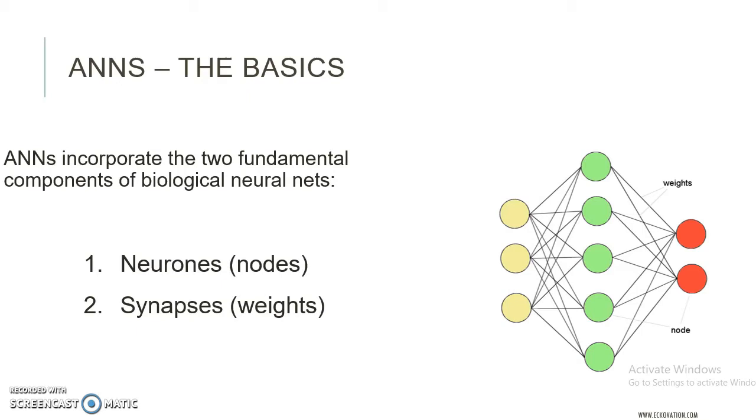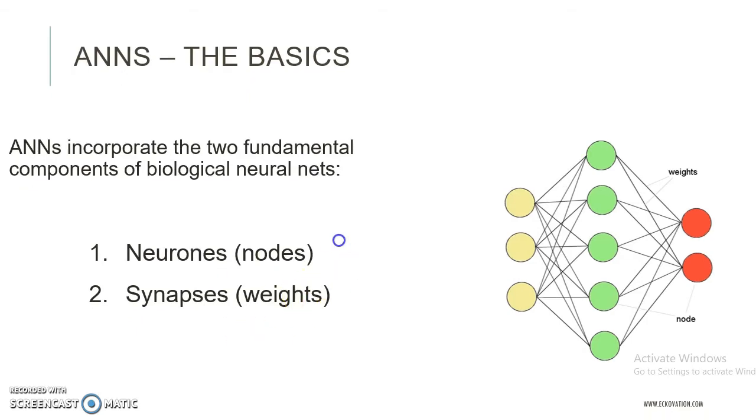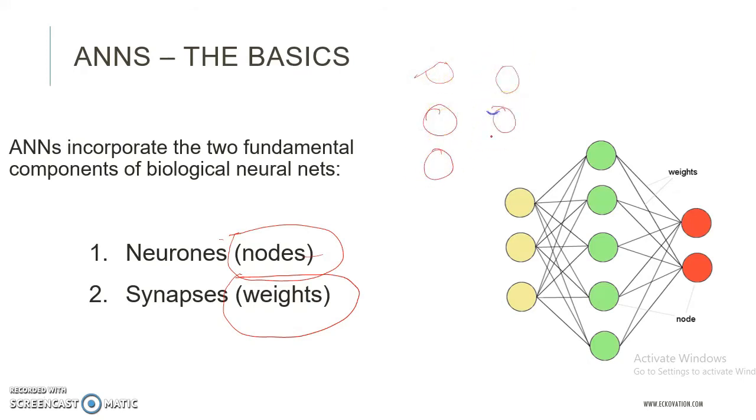And similarly in an artificial neural network we have again two major fundamental components, and these are nodes and weights. So in an artificial neural network, neurons will be replaced as nodes and synapses would be weights. So let's suppose there are different nerve cells. This one is a nerve cell, and this one is also a nerve cell, this one again a nerve cell, this one again.